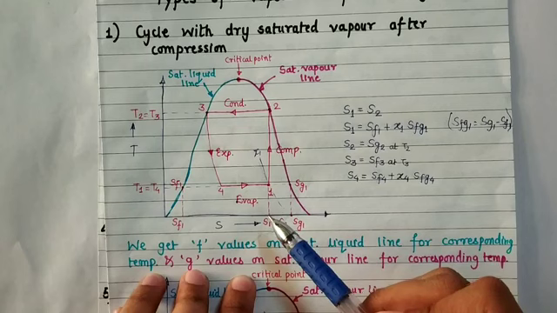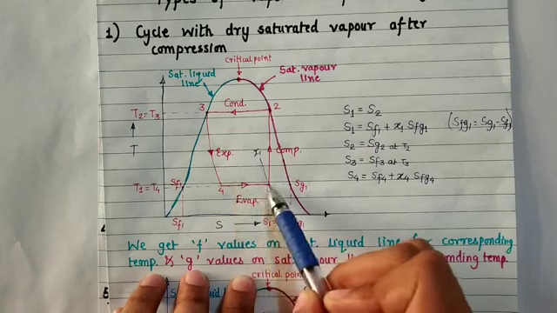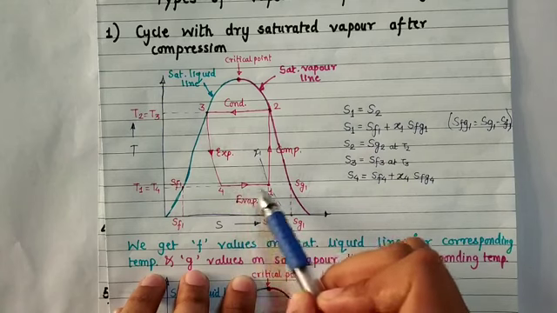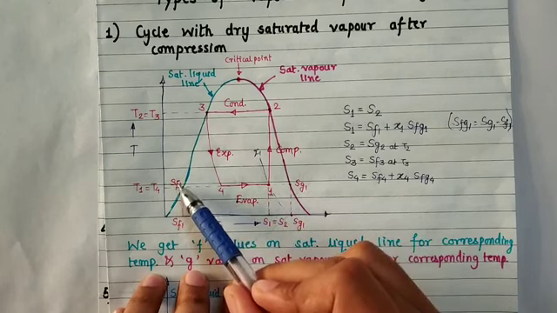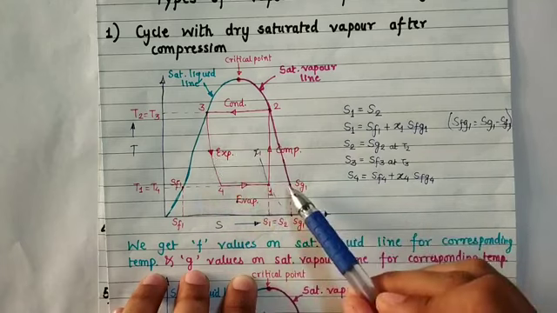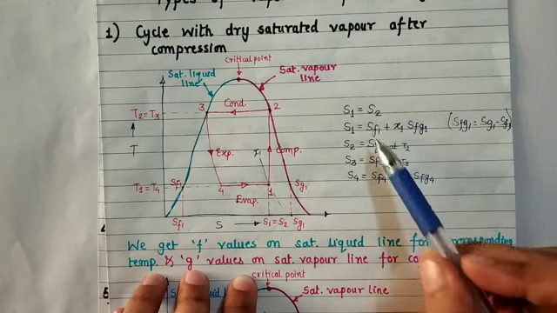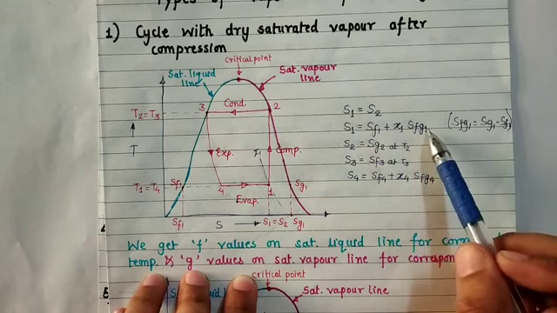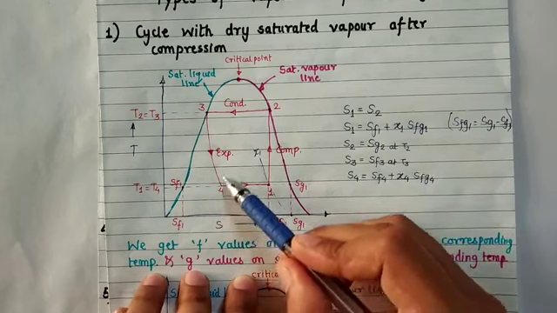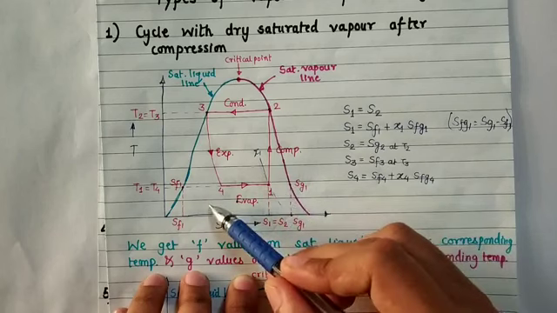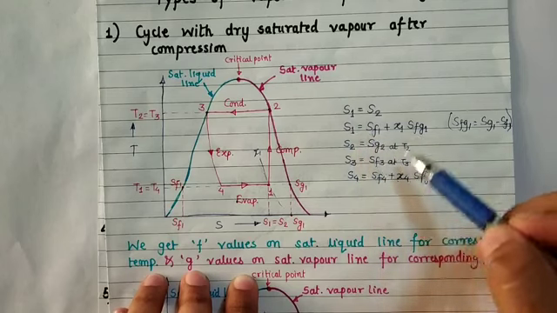Now it is very important to note that SF1 and SF4 are going to be equal because both the points are on the same temperature line. So SF value for point 4 and point 1 will be same. So SF1 will be equal to SF4 and in similar way SG1 will be equal to SG4. So these values will be same, and SFG1 and SFG4 will be same. Just the difference will be of the dryness fraction value. X1 will be different and X4 will be different. So S1 and S4 need to be calculated through these formulas.